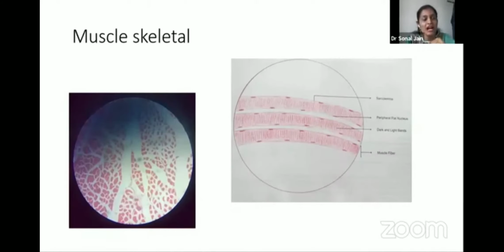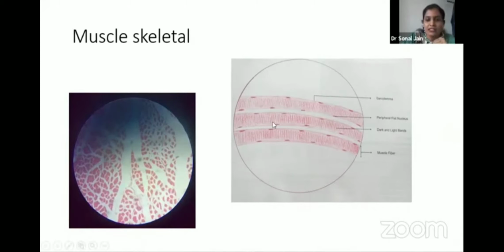Muscles are all contractile tissues. They are of three types: the skeletal, cardiac, and the smooth muscles. Skeletal muscles are also called striated muscles because they have striations. They are long cylindrical fibers, and their nuclei are flat and present at the periphery, with multiple nuclei. This is a characteristic of skeletal muscles. There is striation due to the A band and the I band. These are the voluntary muscles.